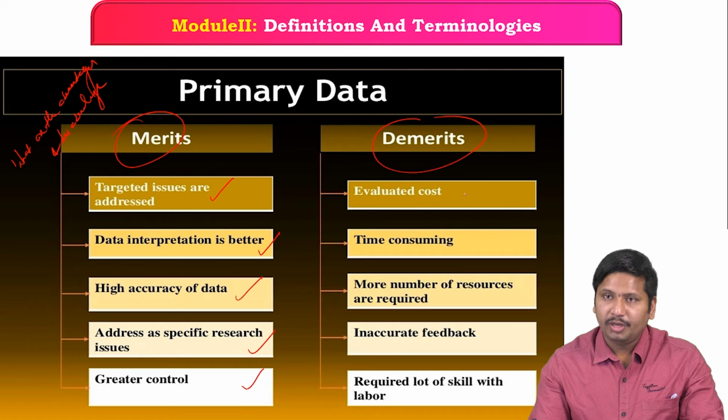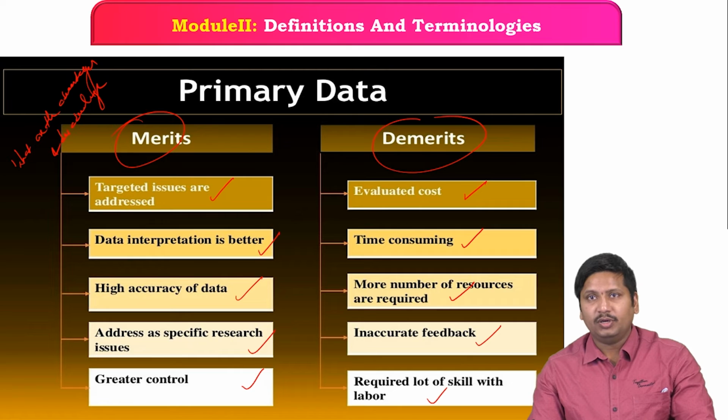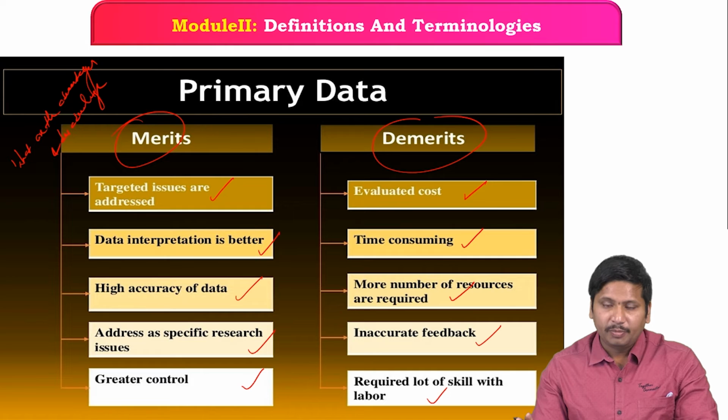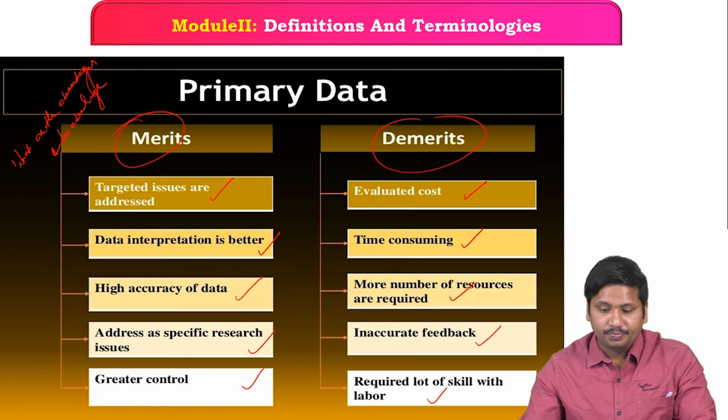The demerits are that it is costly, it is a time-consuming process, more resources are required, feedback can be inaccurate, and it requires a lot of labor skills. So these are the disadvantages. The merits are that targeted issues are addressed, data interpretation is good, accuracy is high, specific research issues are addressed, and there is greater control. When it comes to demerits, the cost is more, it is more time consuming, more resources are required, feedback may be inaccurate, and a lot of labor skill is required.